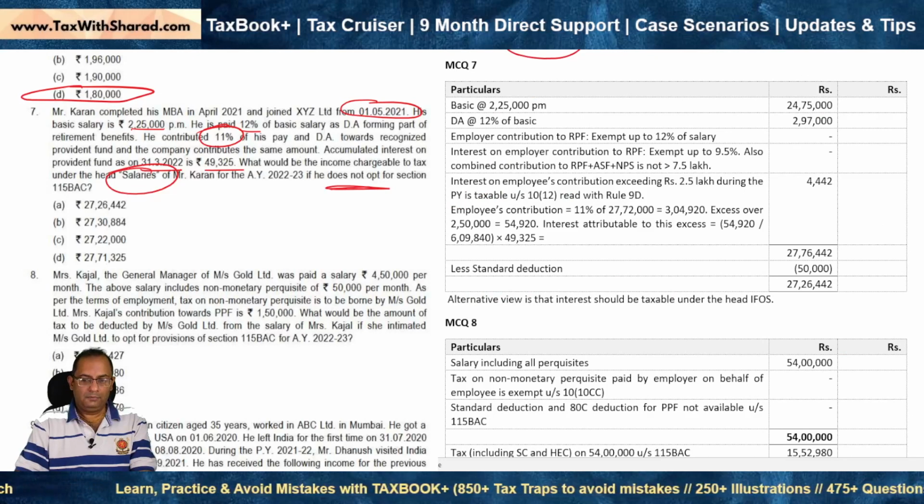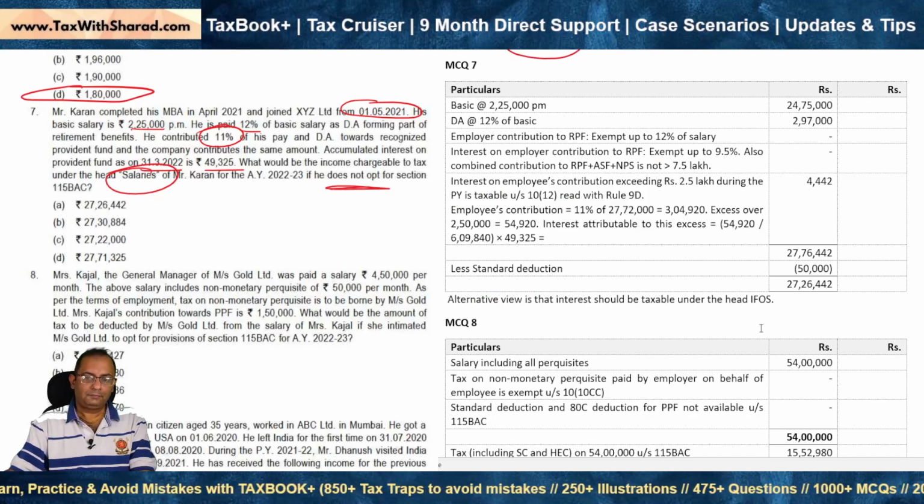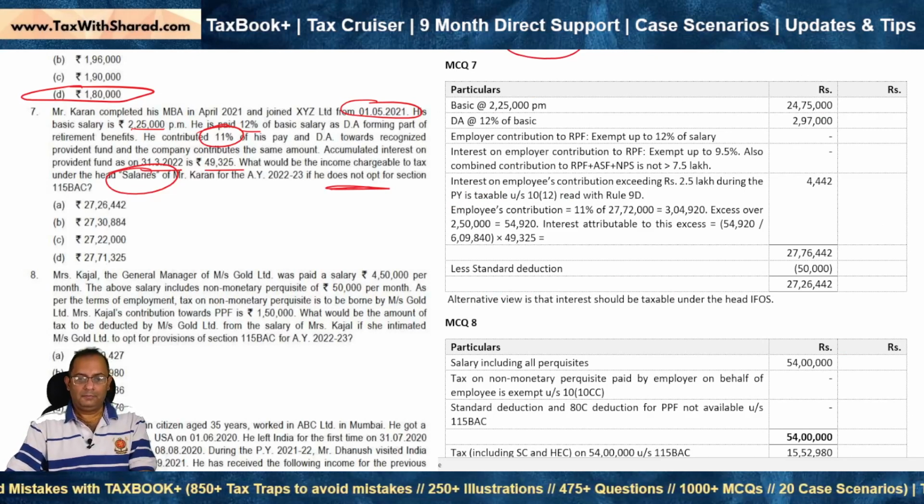Now come to our solution. So in our solution, let's look at how to compute the income under the head salaries. Basic, DA is 12% of basic, right?